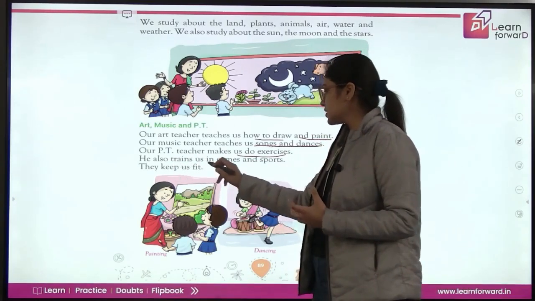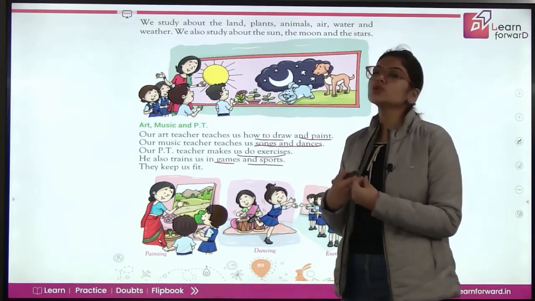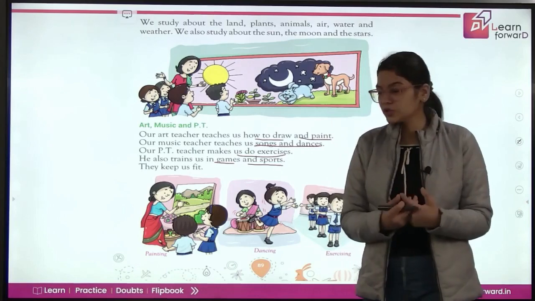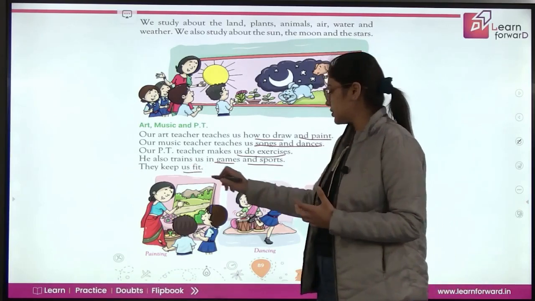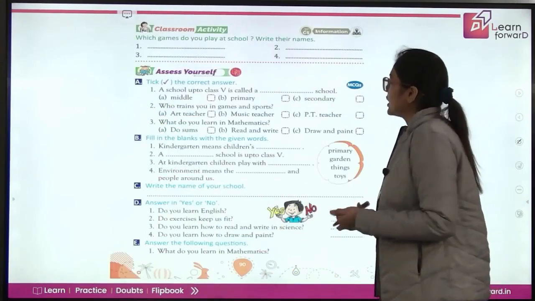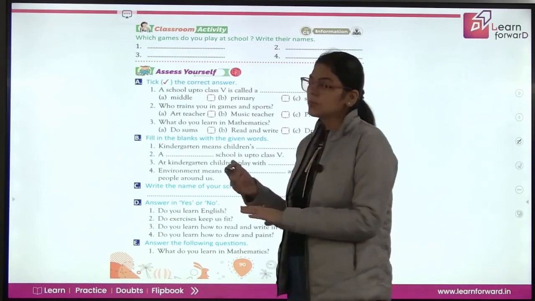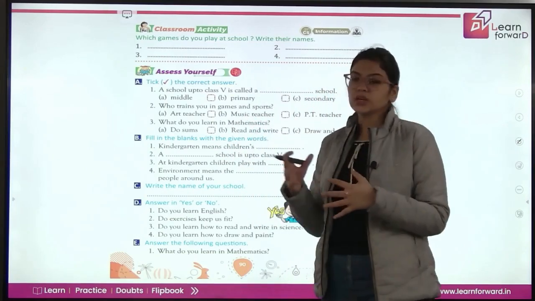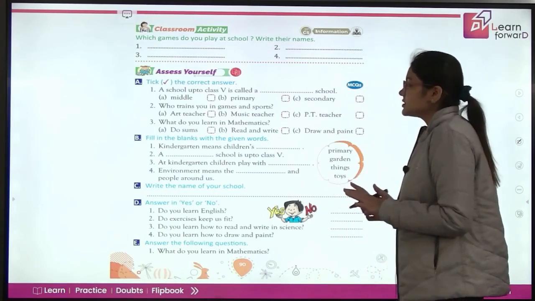He also trains us in games and sports. जो PT teacher होते हैं वो आपको particular games में in which you are interested or which you like to play, he trains us in them and they keep us fit. So this is the work of your PT teacher. Now classroom activity. Which games do you play at school? Write their names. So in this classroom activity, you have to write the names of any 4 games which you play at school.